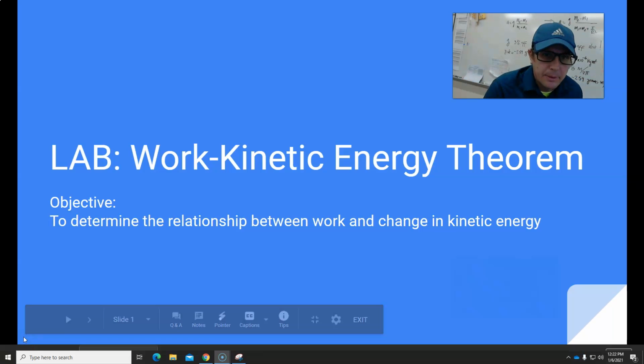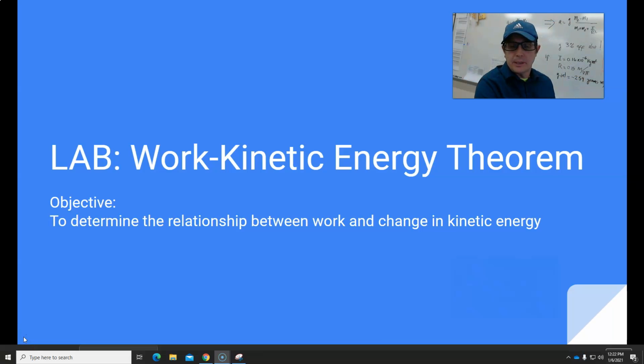Okay, in this lab, the work-kinetic energy theorem, we are going to see the relationship between work done on an object and the change in its kinetic energy. So it's a relationship between work and kinetic energy: work done on an object by an external force and the change in the kinetic energy of the object.